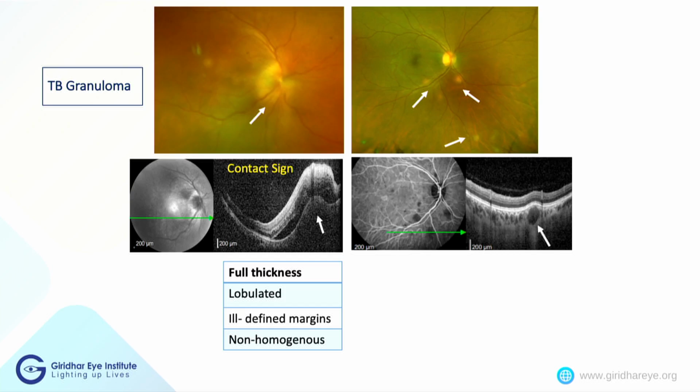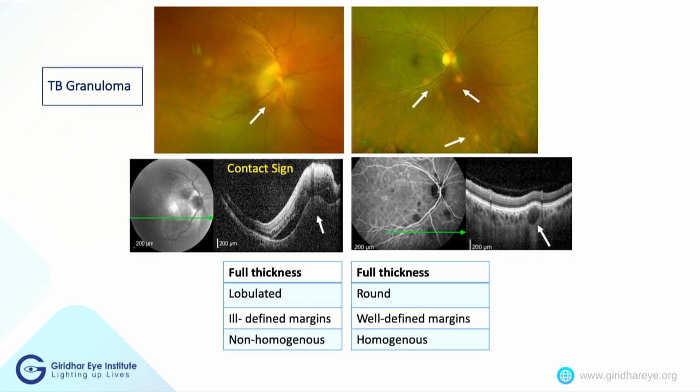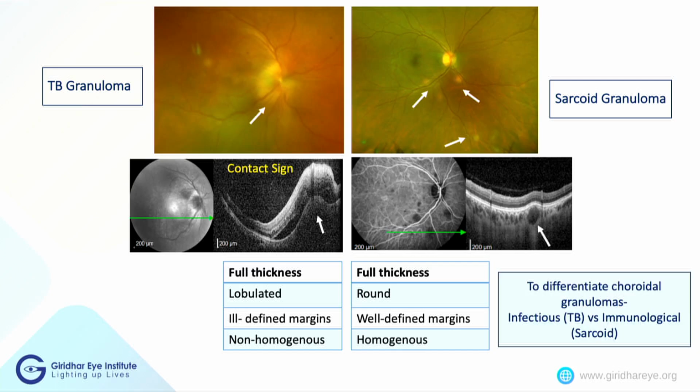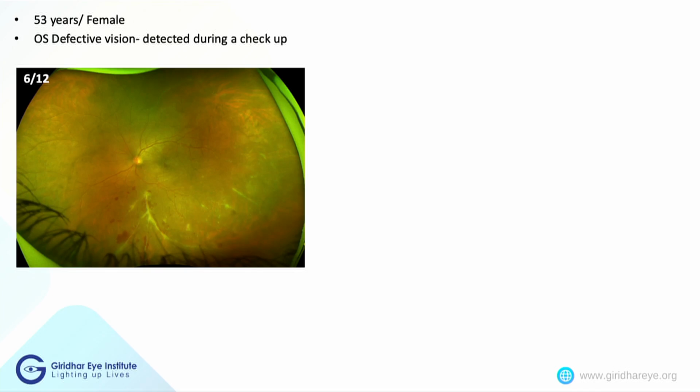Whereas in this case there are multiple small granulomas which are more rounded with well-defined margins and homogeneous, which tells you this is more likely a sarcoid granuloma. So again, in choroidal granulomas also the imaging will help us.